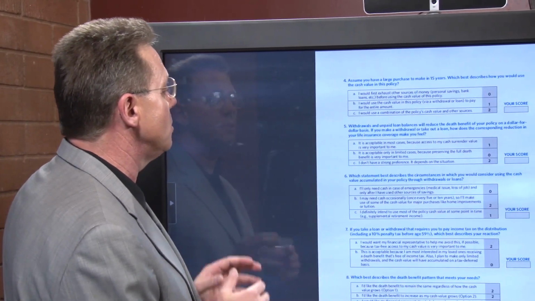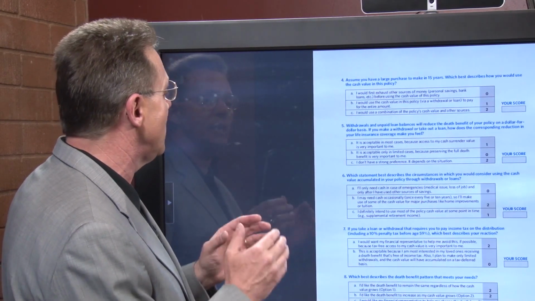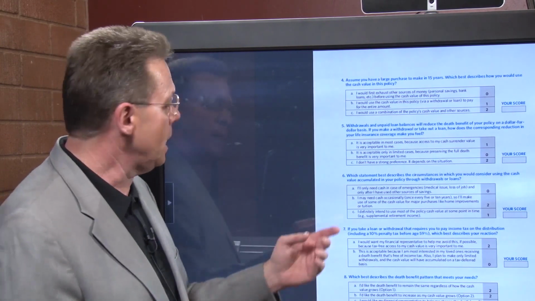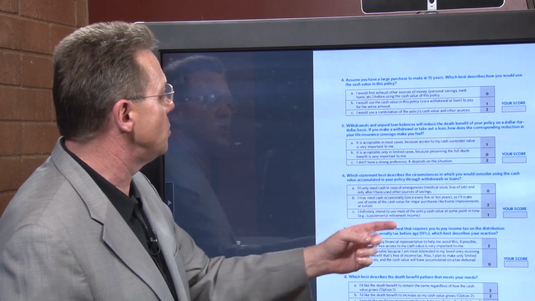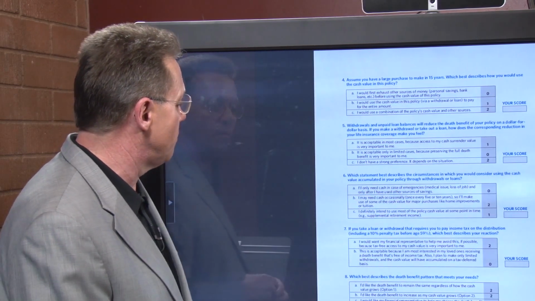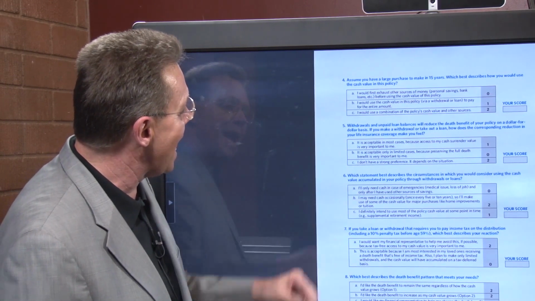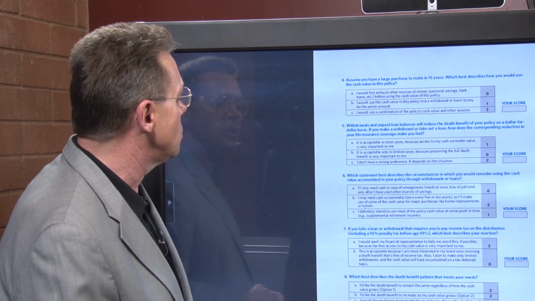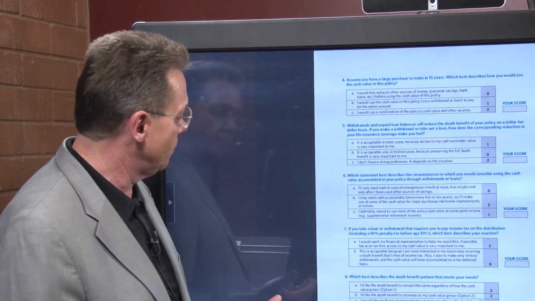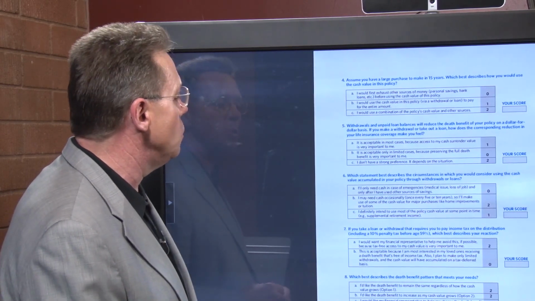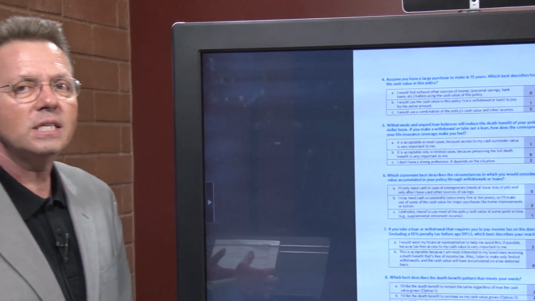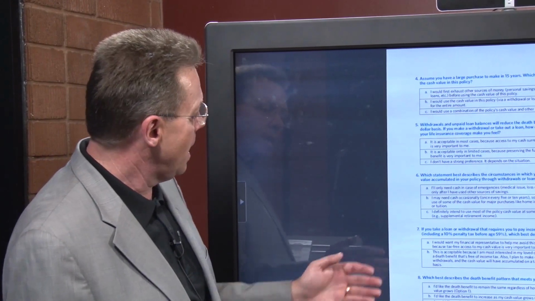Which statement describes the circumstances in which you would consider using cash value accumulations in your policy through withdrawals and loans? One would be, I'll only need the cash in case of emergency, medical or whatever, loss of job, and I'll only use it after I've used all other sources of savings. Or, I may need cash occasionally, once every 5 or 10 years, so I'll make use of some of the cash for major purchases like home improvements or tuition.